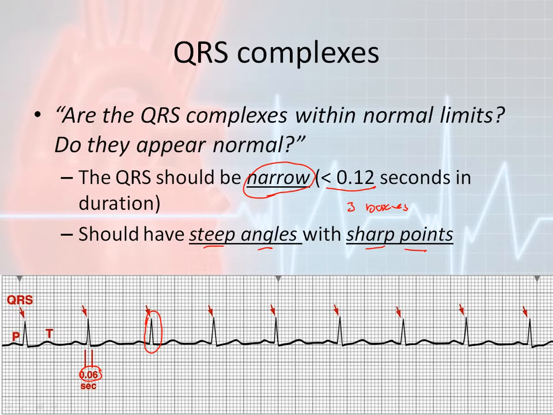Now let's look at this QRS here. Does it have steep angles? Yes, it does. Does it have sharp points? Yes, it does. Because these QRSs meet all 3 of these criteria, that means that the QRSs are normal. Later on, you're going to learn about abnormal QRSs, but for right now, you just need to know, are they normal or are they abnormal?